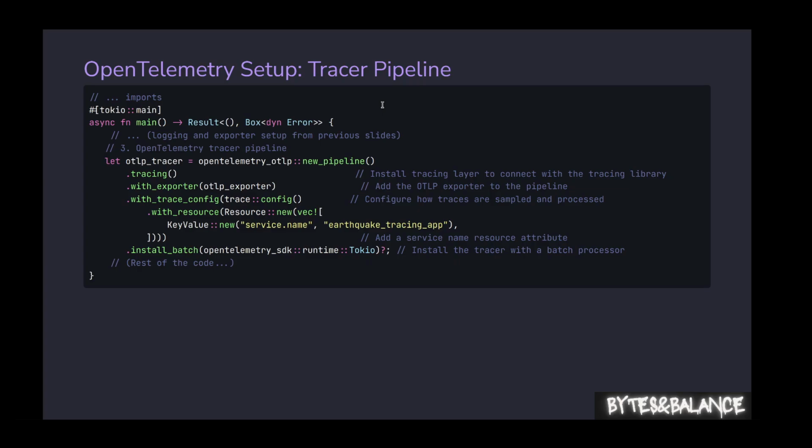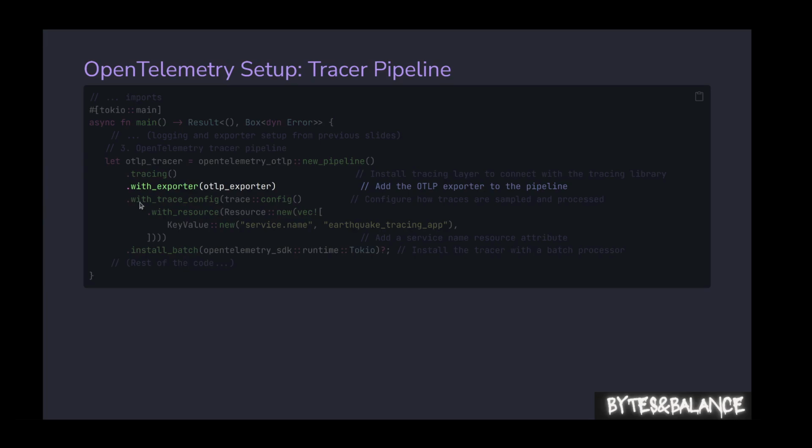in our code. Sampling is another responsibility. It can intelligently decide which spans to keep and which to discard based on sampling configuration. This helps manage the volume of trace data. And exporting spans: it sends the collected spans to the exporter, which we'll discuss next. So with this next line, with_exporter, we connect our OpenTelemetry tracer pipeline to the OTLP exporter.